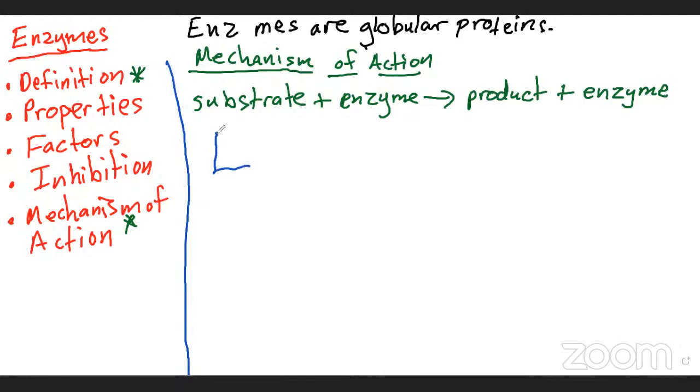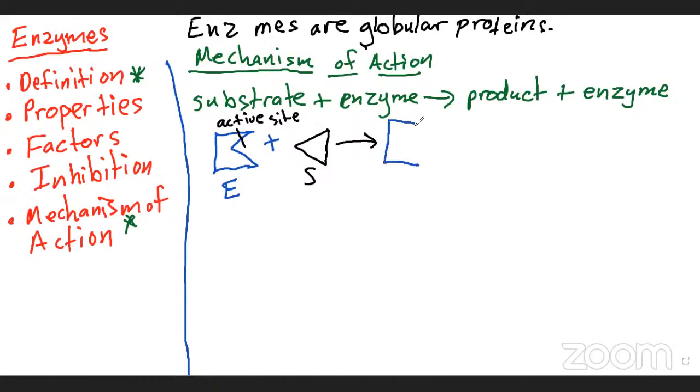All right, so let us say this is our enzyme. It will react with our substrate. If this is the enzyme, this part here would be the active site, and so the substrate must have a shape to fit the active site. So this is our substrate. When the enzyme binds with the substrate, it forms a complex called the enzyme substrate complex. We're going to get an intermediate. So this is the enzyme substrate complex.